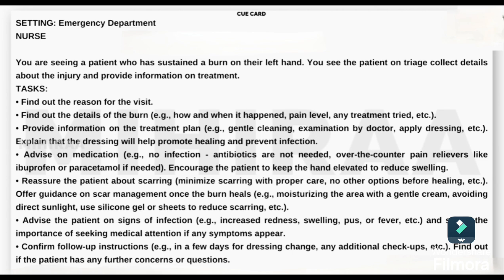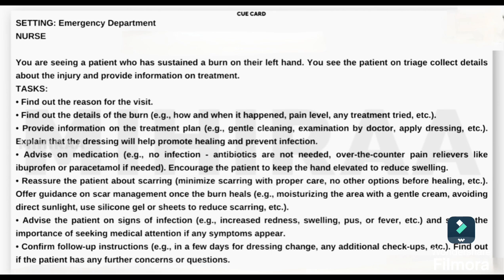Moreover, you can keep your hand elevated to reduce the swelling. So when you are taking rest, always keep a pillow and you can keep your hand above the pillow to reduce the possible swelling. How does that sound? Or are you able to do that? So like that you can ask.